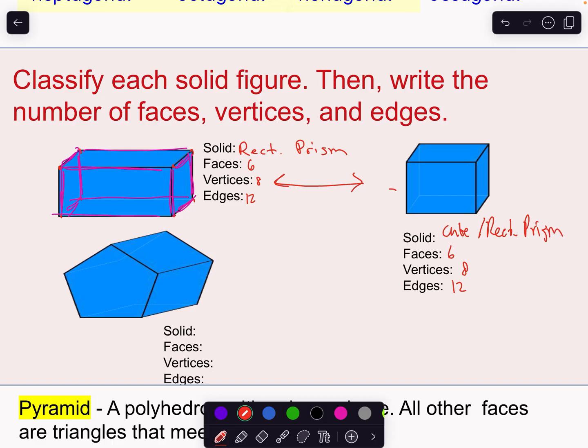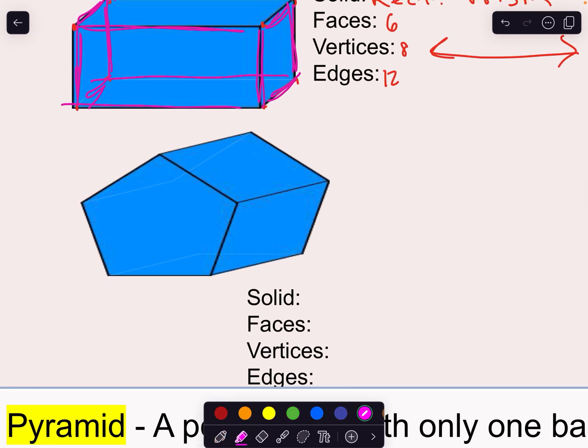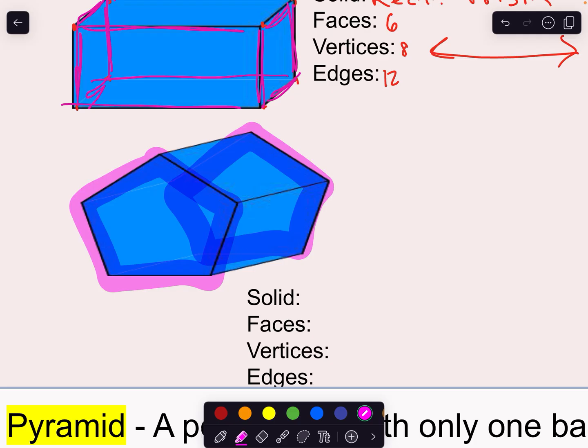Right? All cubes are also rectangular prisms. That's like the best way to name it because you know that's always going to be right. This one, my base is this. It's a pentagon. It's a prism because I have 2 pentagons that are the same size and they're parallel to each other. So this is a pentagonal prism, right?